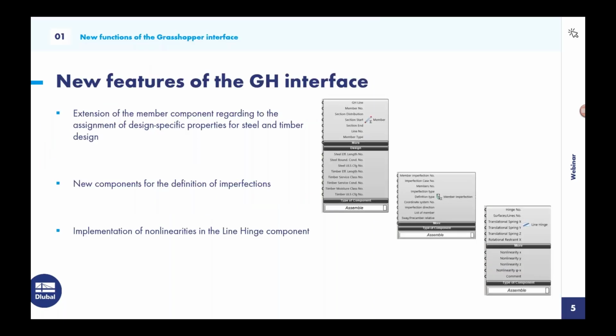So what are the new features we have implemented recently? First, when using the member component, we can now assign existing design properties to the member for steel and timber design. These properties are not defined in Grasshopper directly, but we can read them from a template in RFEM. We also have new components for the definition of imperfections, and at the request of a customer, non-linearities were also implemented in the line hinge component.